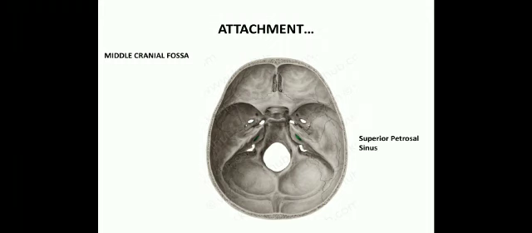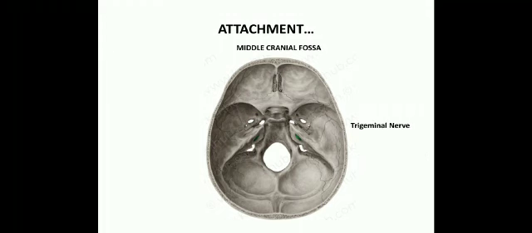Then the superior petrosal sinus lies along the superior border of the petrous temporal bone, and along with that, the attached margin of the tentorium cerebelli is also seen along the superior border of the petrous temporal bone. Then the trigeminal nerve gives a grooved impression on the medial part of the superior petrosal bone.